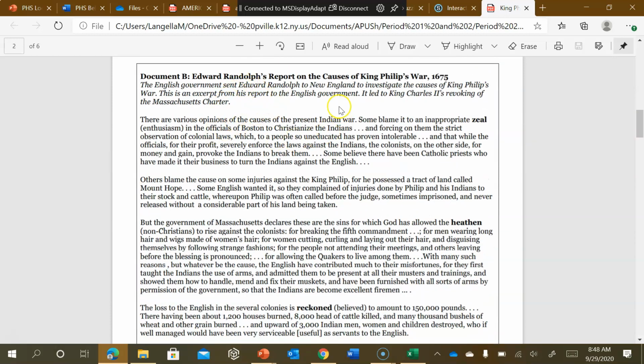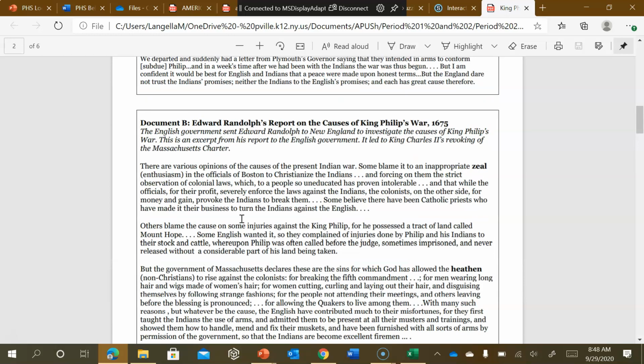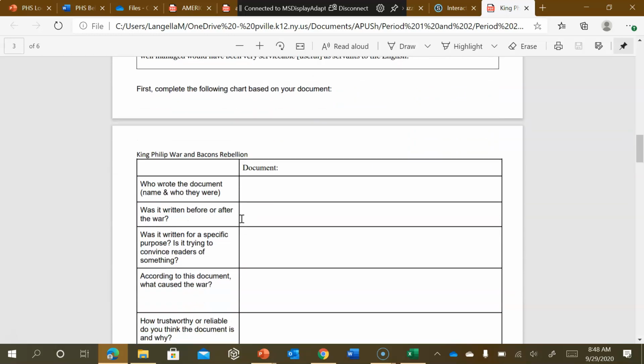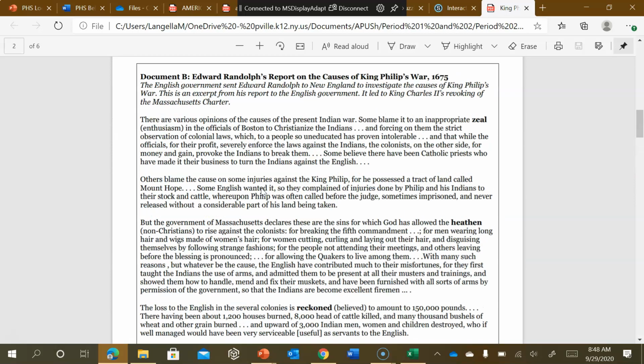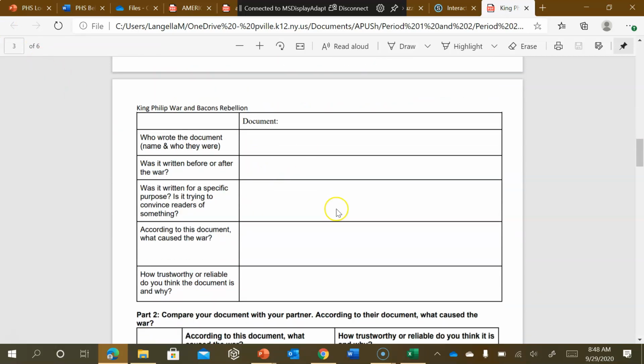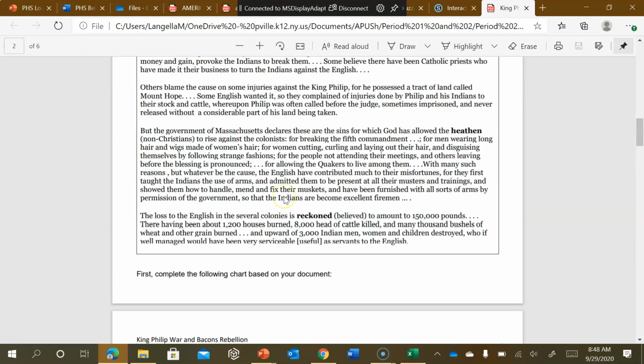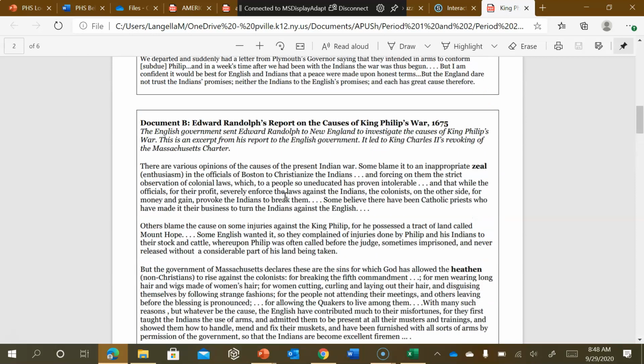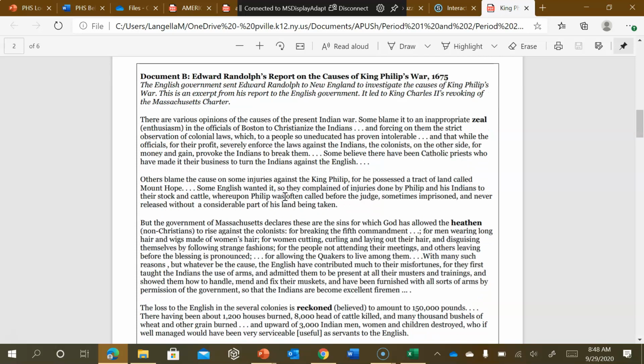All right, so who is Edward Randolph? First off, he wrote it. Who is he, though? Yeah, so obviously he's sent from England to try to say, hey, what's going on there? And this is our colony, and there's a lot of problems happening, right? So he was sent by the English government to see what was going on. Was this written before or after the war? After, right? Looking at after, this is kind of like a detective was sent to go check out what caused this problem to occur.